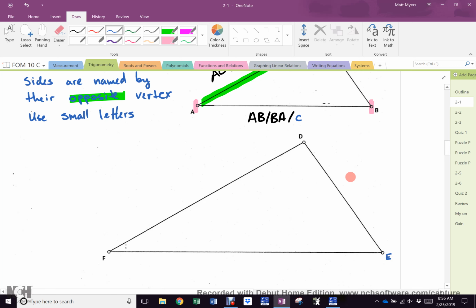So what's this side right here? Lil F. What's this side? Lil E. What's this side? Lil D. Everybody good? Everybody cool?